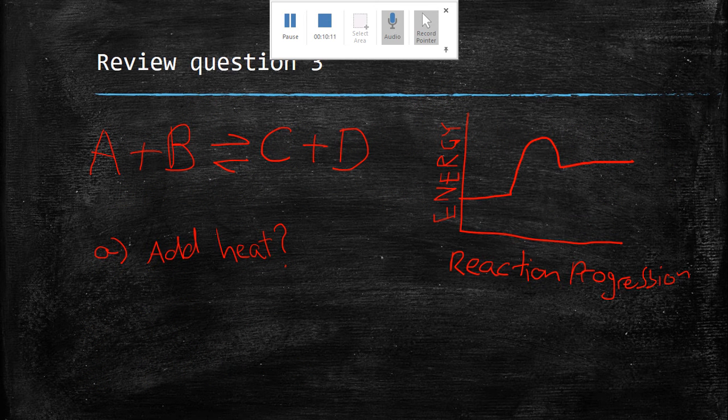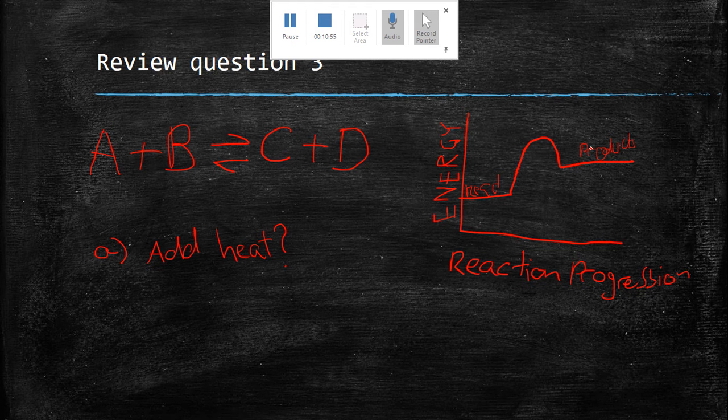Now, here we have a bit of an interesting one, so I'll give you a second to pause if you want to go through it yourself. Alright, so here we have reactants A plus B in equilibrium with products C and D. What's going to happen if we add heat? We haven't been given a delta H value directly, but we have been given a reaction profile. Here we have the energy level of the reactants. Here we have the uphill process, and then it goes down, and we have the energy of the products.